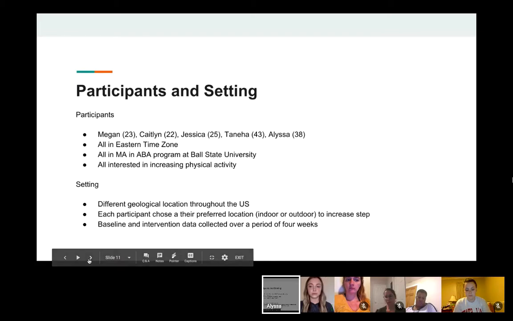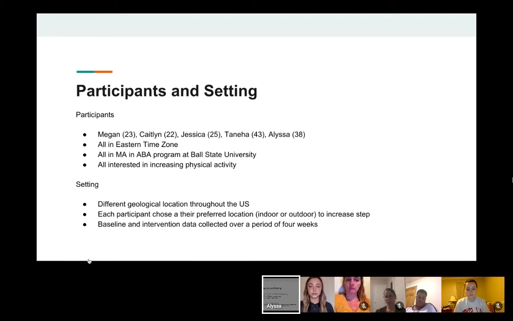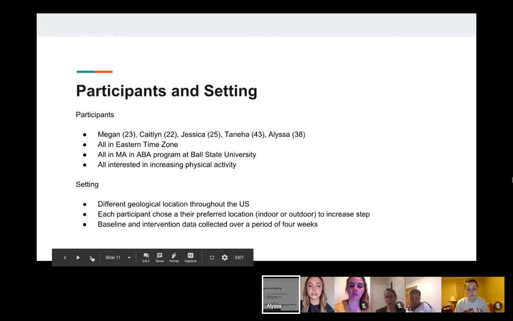For the participants and setting, our participants were ages between 22 and 43, all in the Eastern time zone and in the MA and ABA program at Ball State. And we all had an interest in increasing physical activity. The setting was different for everyone, different geographical locations throughout the US. Each participant chose their preferred location, either indoor or outdoor, to have their step baseline and intervention data collected over a period of 4 weeks.